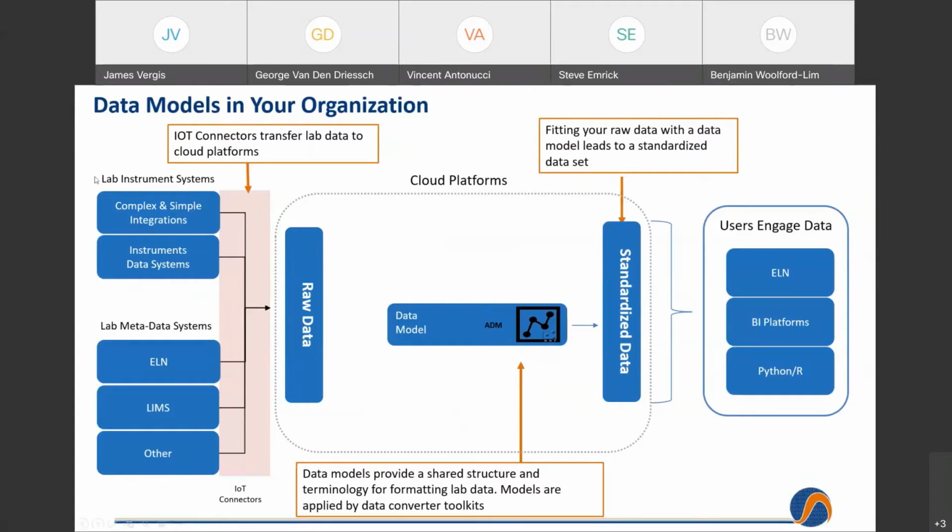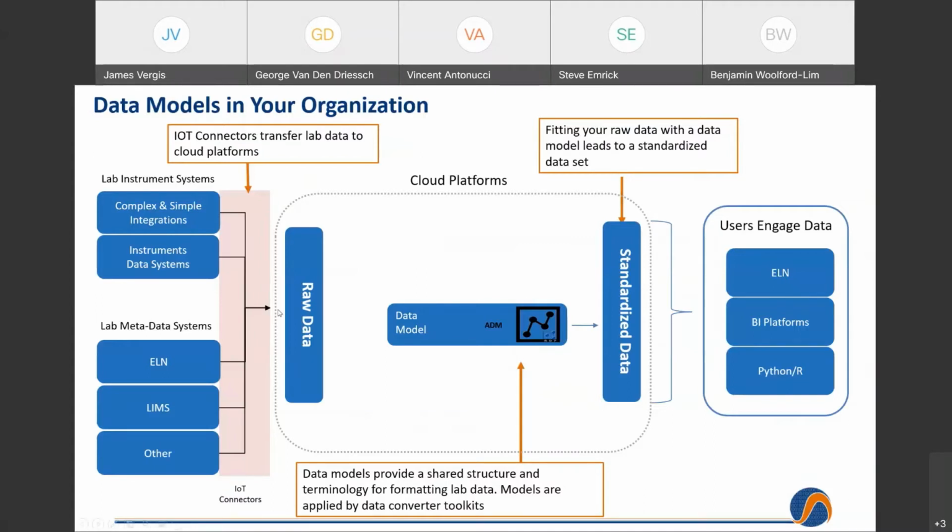But where things start is over here on the left-hand side of the screen with our lab instrument systems. So our complex or simple integration instruments, that can be something like a CDS, a mass spec, qPCR, plate readers, and our lab metadata systems with electronic lab notebooks, LIMS, or other systems. And one of the first components that are needed in order to utilize the data here is an Internet of Things connecting technology that creates a data pipeline that goes from these siloed environments into a singular raw storage environment.